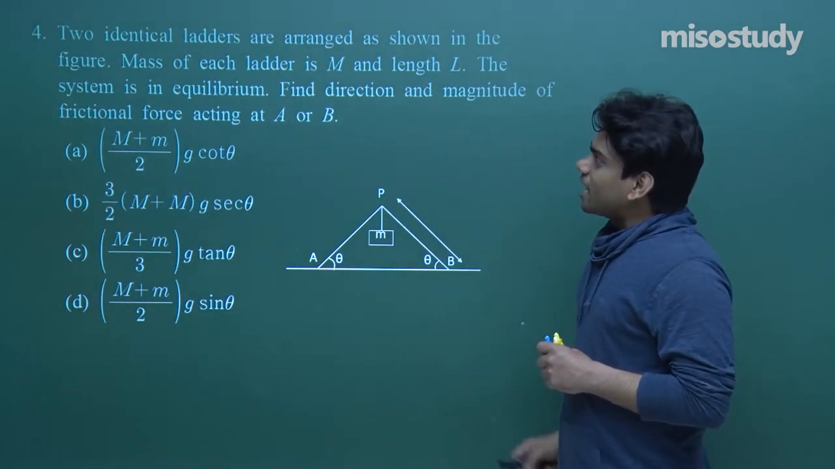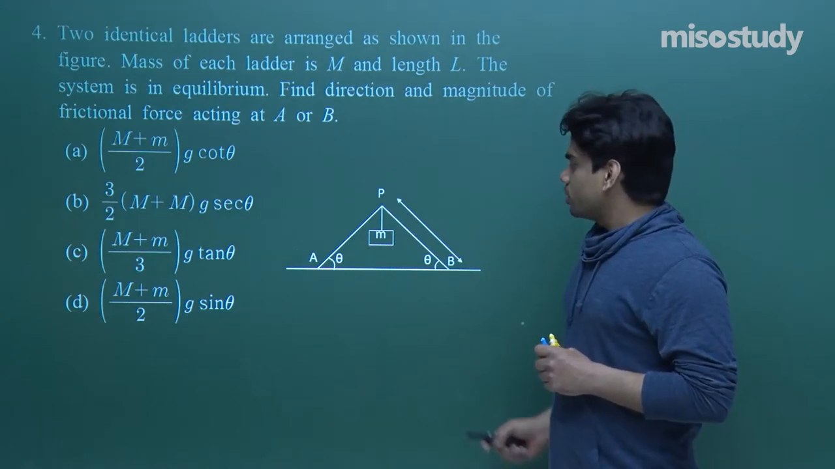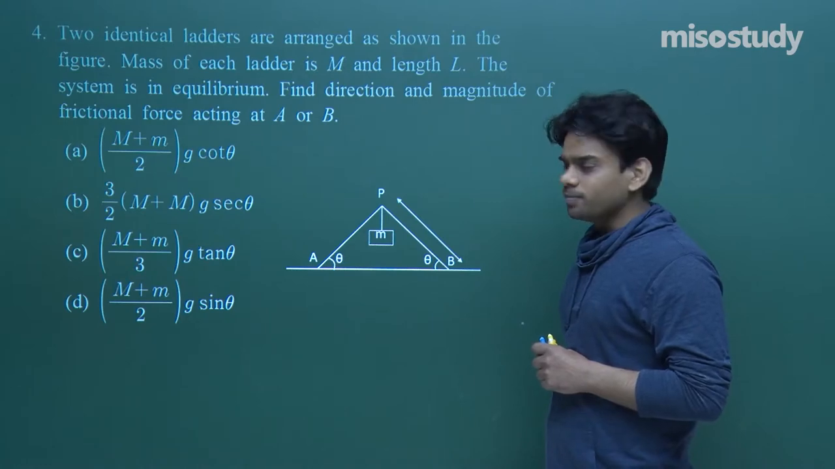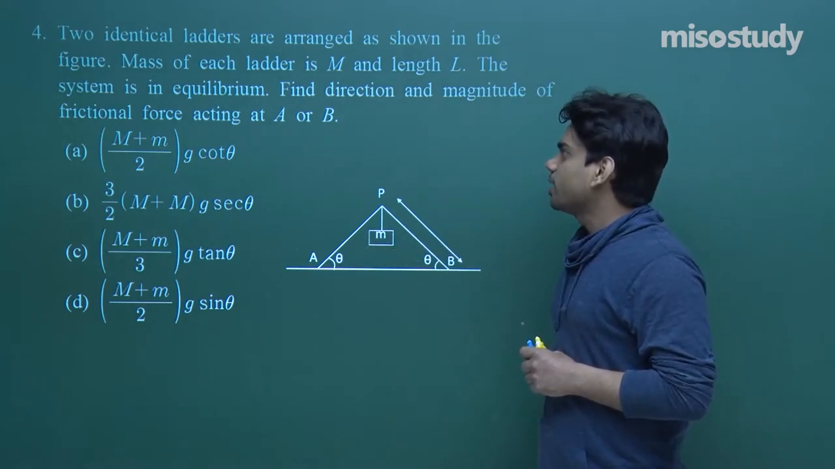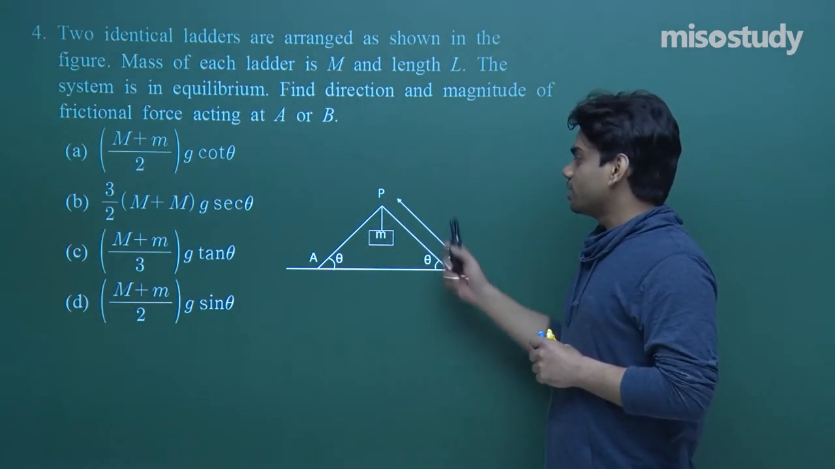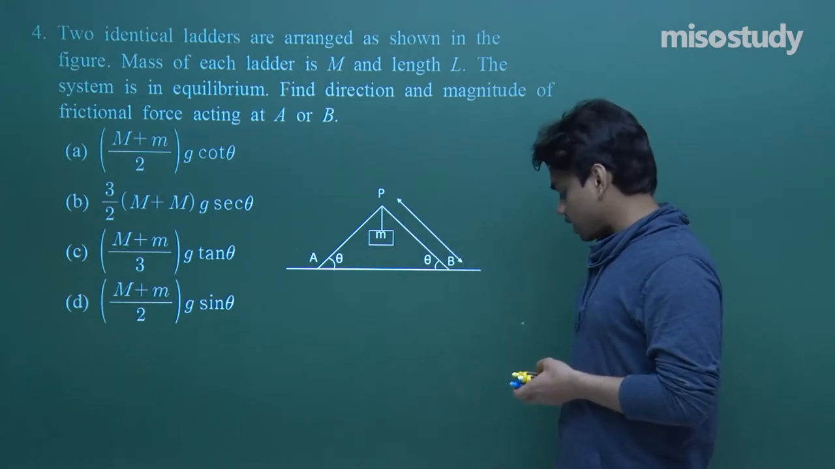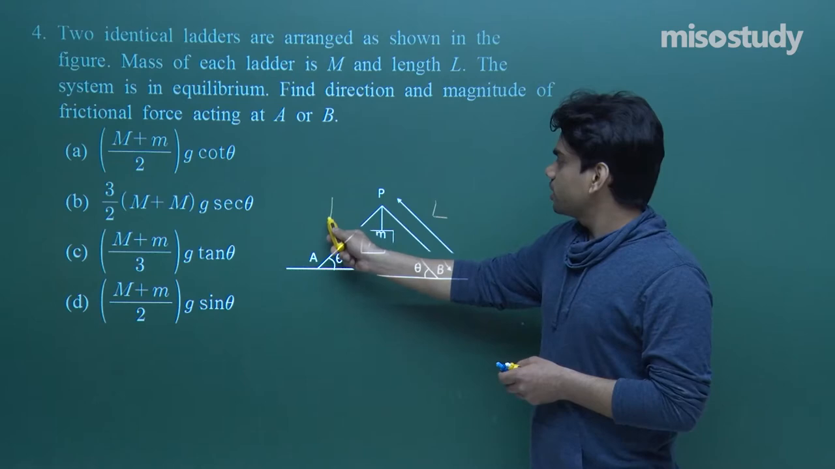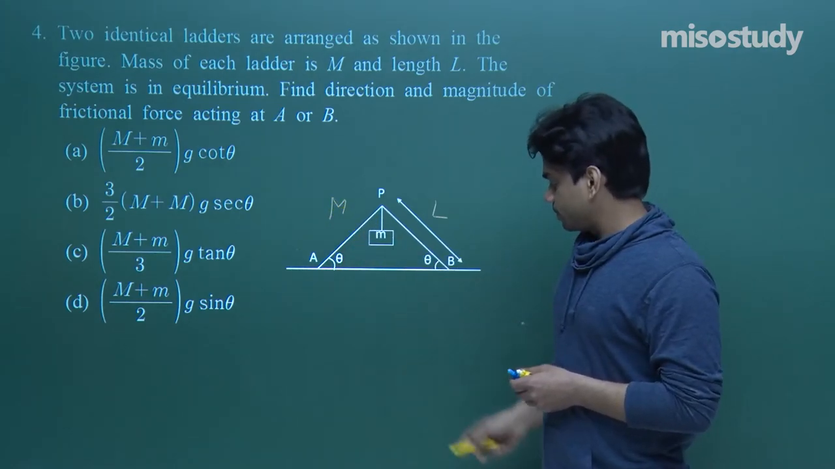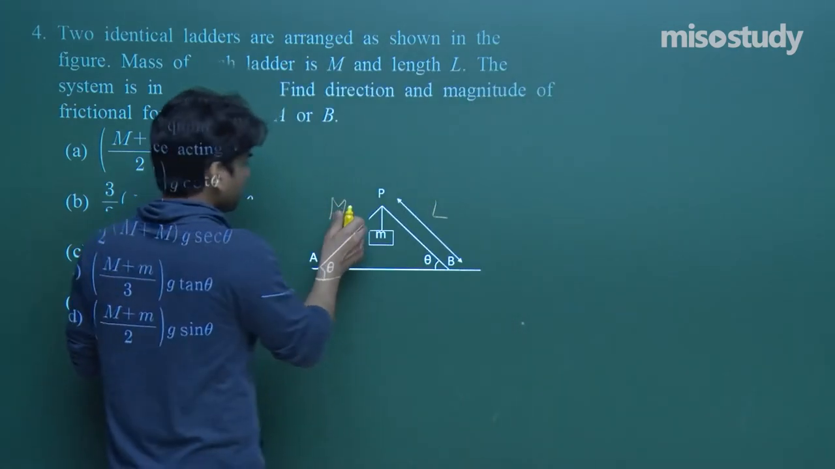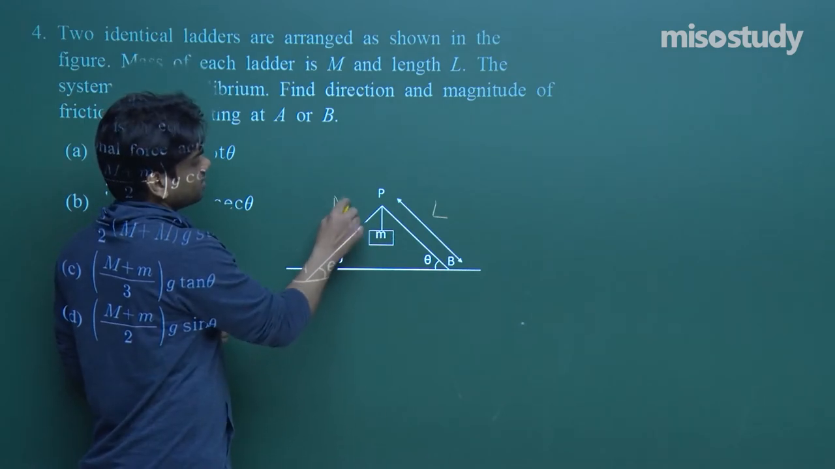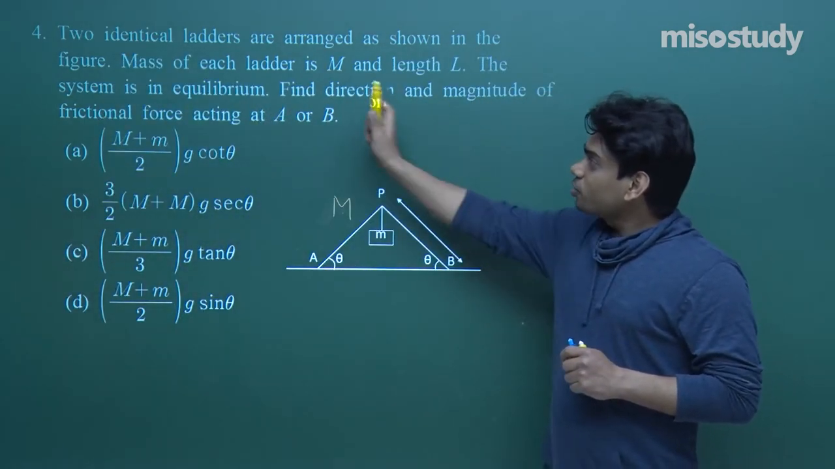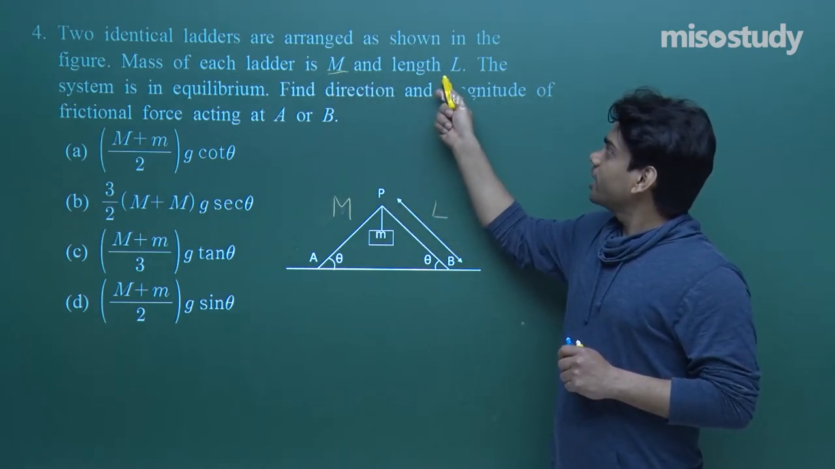Two identical ladders are arranged as shown in the figure. So we have two identical ladders. Each ladder has mass capital M and length capital L. So I'm writing here length is L and mass is capital M. Let me clearly depict that the mass is given as capital M.